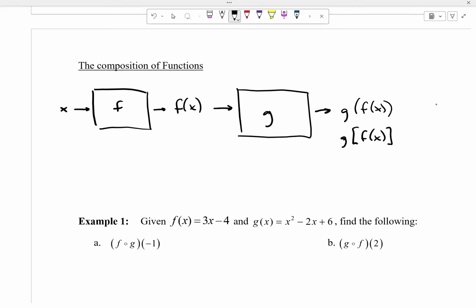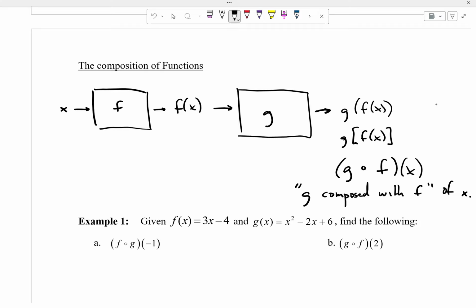And another way to write this, and this is new notation, is this. These all say the exact same thing. When you see that open circle, that means we're talking about what kind of a function? Composite function. And this would be read g composed with f of x.